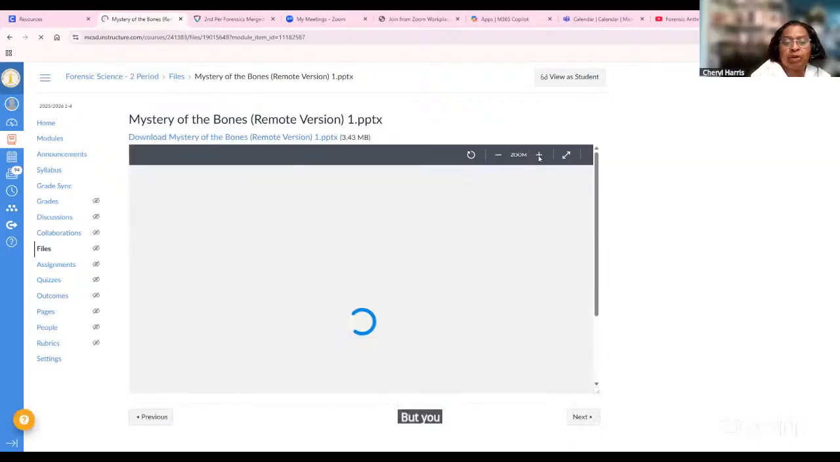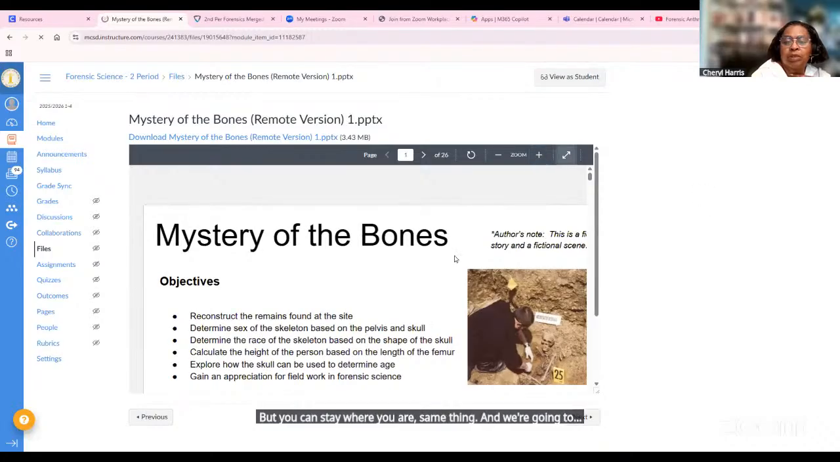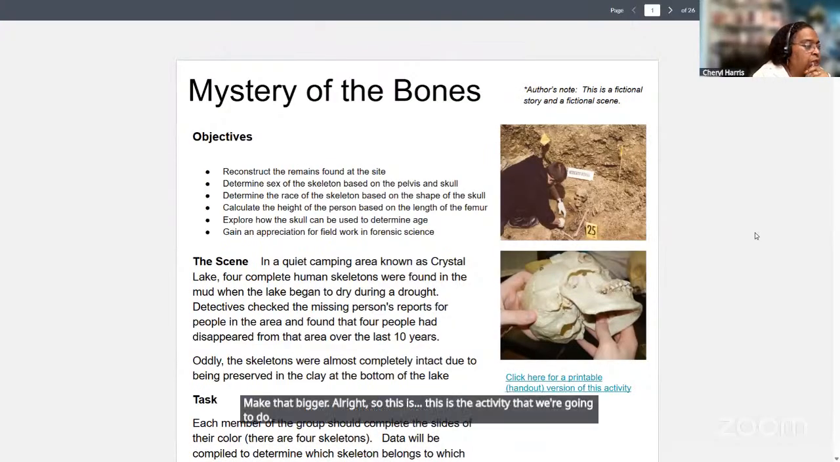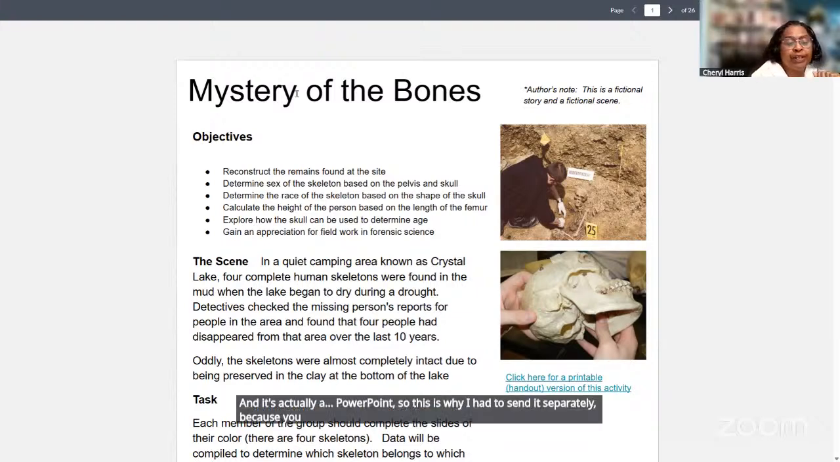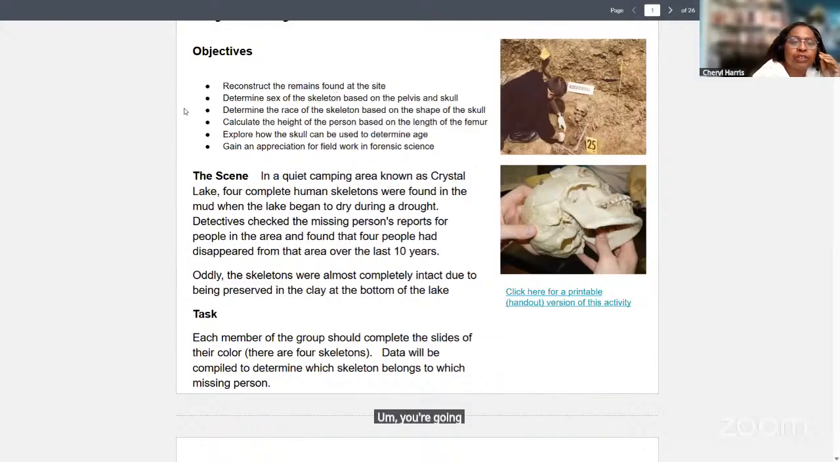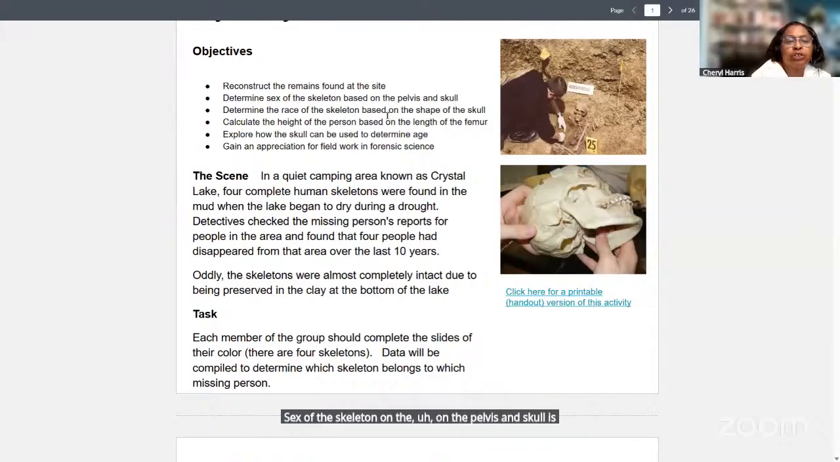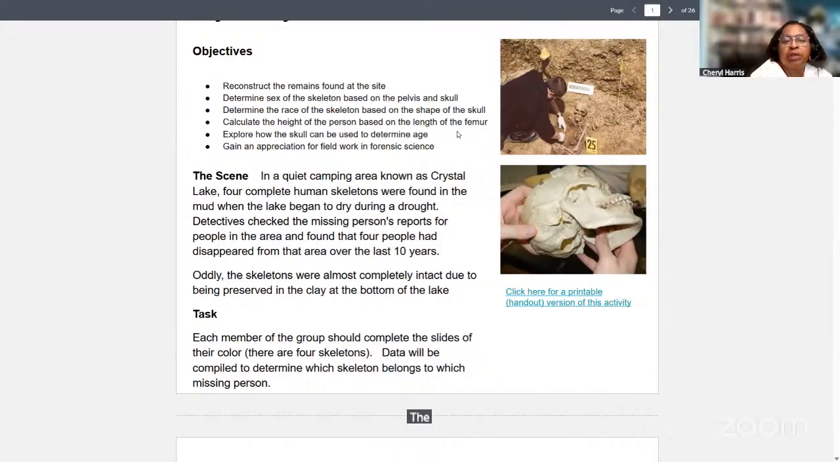But you can stay where you are, same thing. And we're going to make that bigger. All right, so this is the activity that we're going to do. And it's actually a PowerPoint. So this is why I had to send it separately, because you can read it in here. You're going to construct the remains found at a site. You're going to determine the sex of the skeleton on the pelvis and skull. You're going to determine the race of the skeleton based on the shape of the skull. You're going to calculate the height of the person based on the length of the femur. And you're going to explore how the skeleton can be used to determine the age.